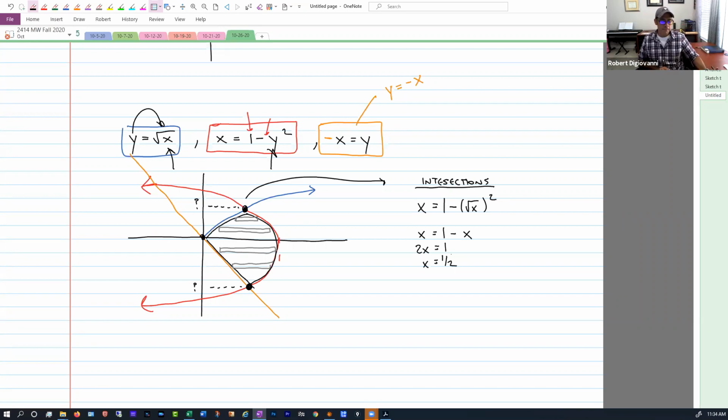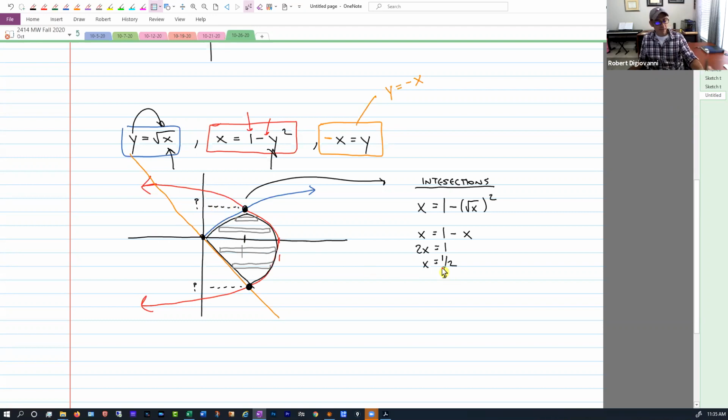Questions on that? So is that our answer? Careful. What do we want? Do we want the x value? That tells us where we hit here, right, on the x-axis. That point is at 1/2. Is that what we want? No, we want the y value.